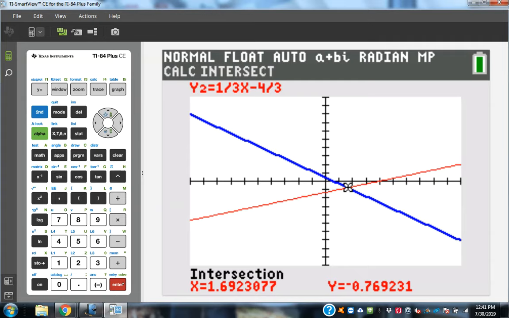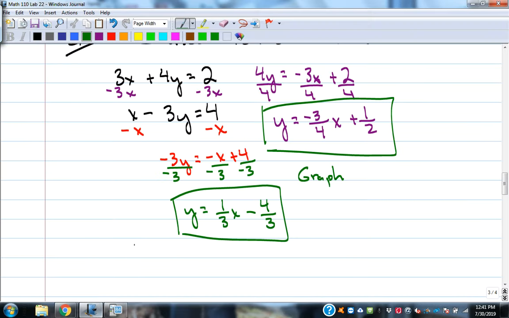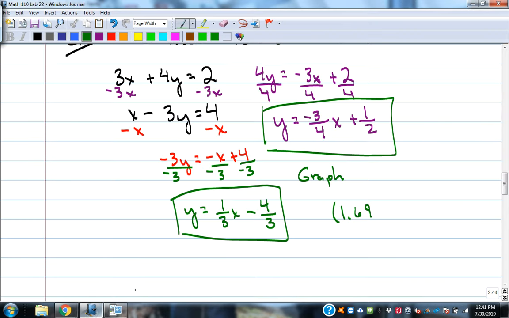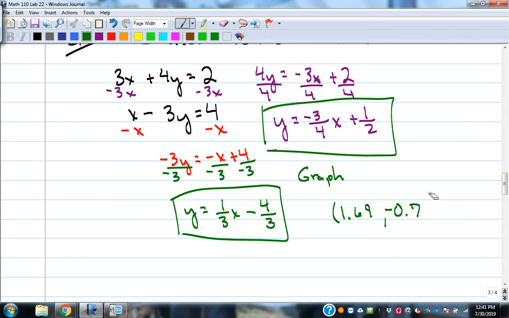Take those, negative 1 or 1.69, round to two decimal places there, and then negative 0.76. Oh, 77. The approximation for that. Using the intersect feature, the approximation should be fine.